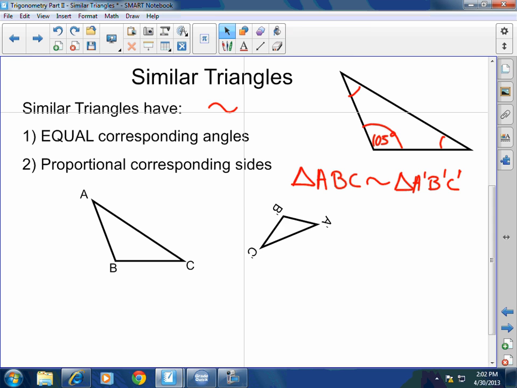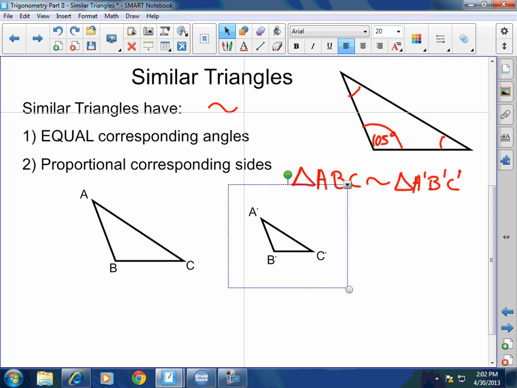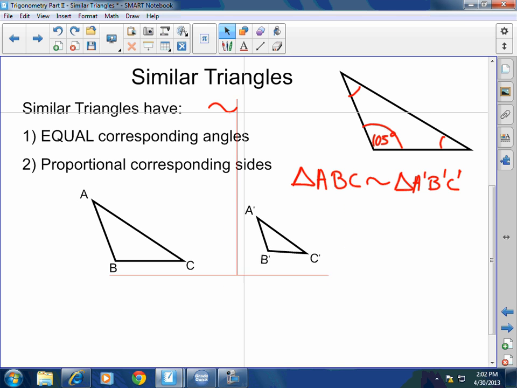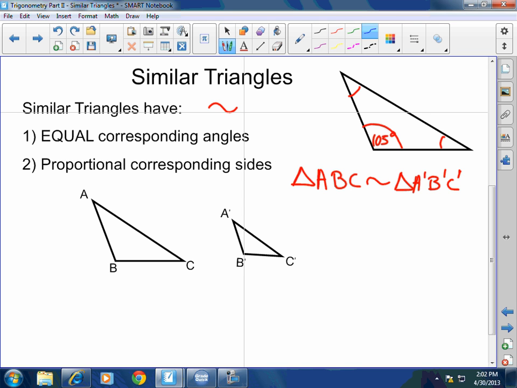So I never teach how to correspond by picture. I always teach how to correspond by the actual letters they give me. And let me show you how easy it is. A corresponds to A prime. It's that simple. First letter to first letter. B corresponds to B prime. C corresponds to C prime.